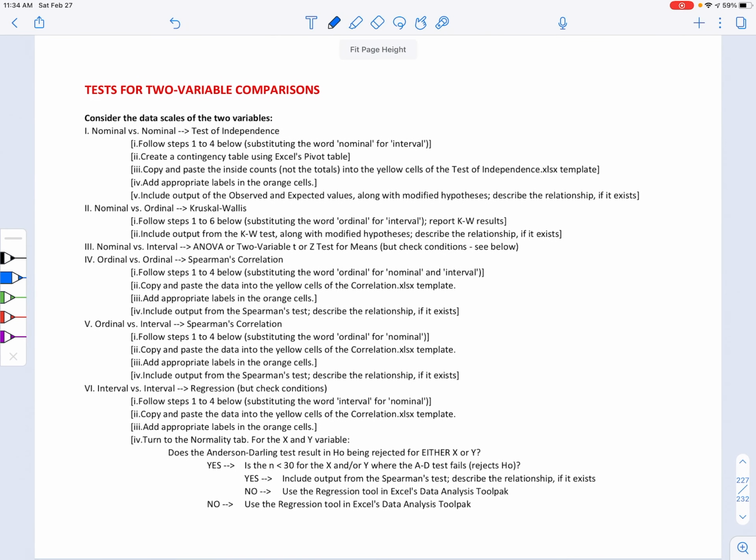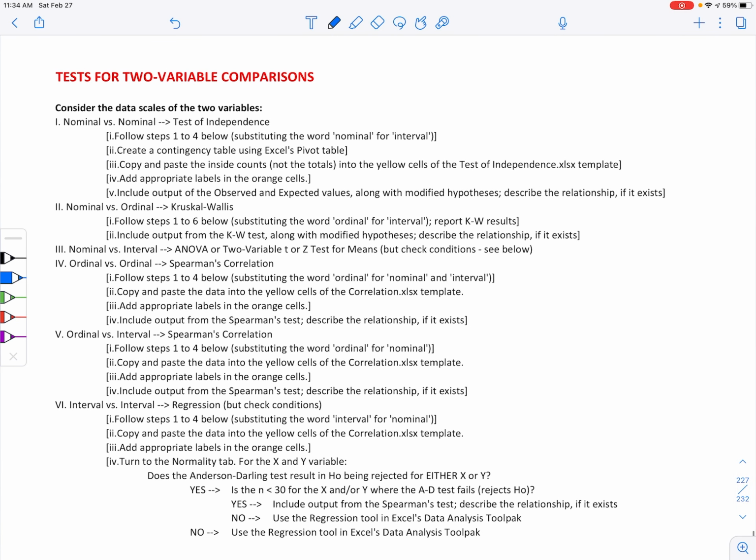And so this is talking about when you've got two variables and you want to compare them. If it's nominal versus nominal, you've got a test of independence. And that's what we've been looking at in the last unit. In this particular unit here, so this is the Unit A stuff down here, if you have a nominal variable and an ordinal variable, then you're going to use Kruskal-Wallis.